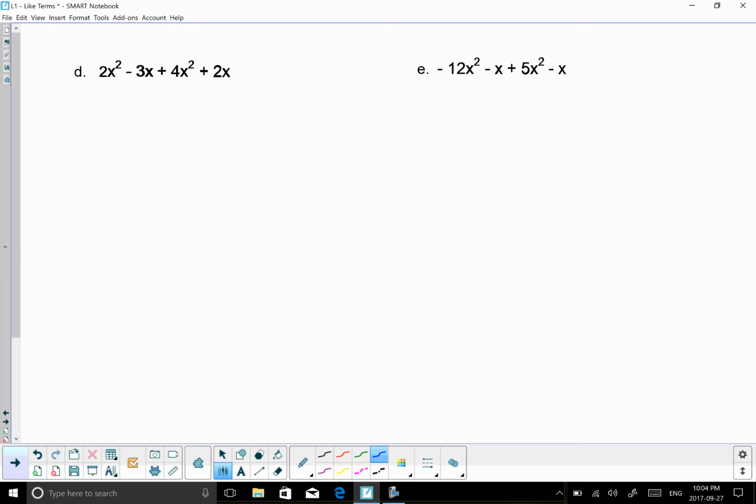Okay, so if we look at the next example, now we're getting more different terms. So if you look, I like to underline or make different symbols or use different colors to represent the different like terms. So I have a 2x squared. Find something that goes with it. So now I'm looking for another term that has an x squared. So here it is. So I'm going to bring those together.